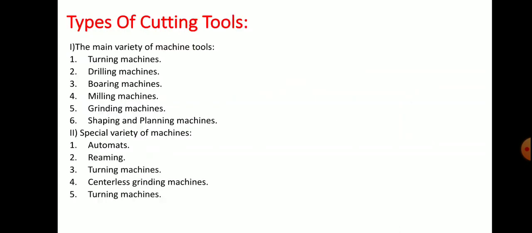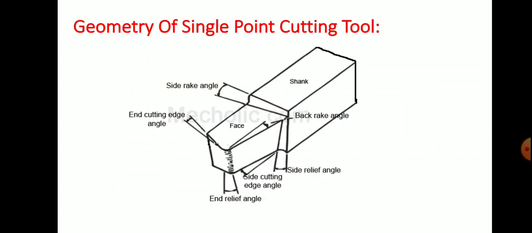Now we will see the types of cutting tools. Basically there are two main types. First one is the main variety of machine tools, that has turning machines, drilling machines, boring machines, milling machines, grinding machines, shaping and planer machines. Now coming to the second one, special variety of machines, that is automats, reaming, turning machines, centreless grinding machines, and turning machines. Now let us go through the single point cutting tool geometry.